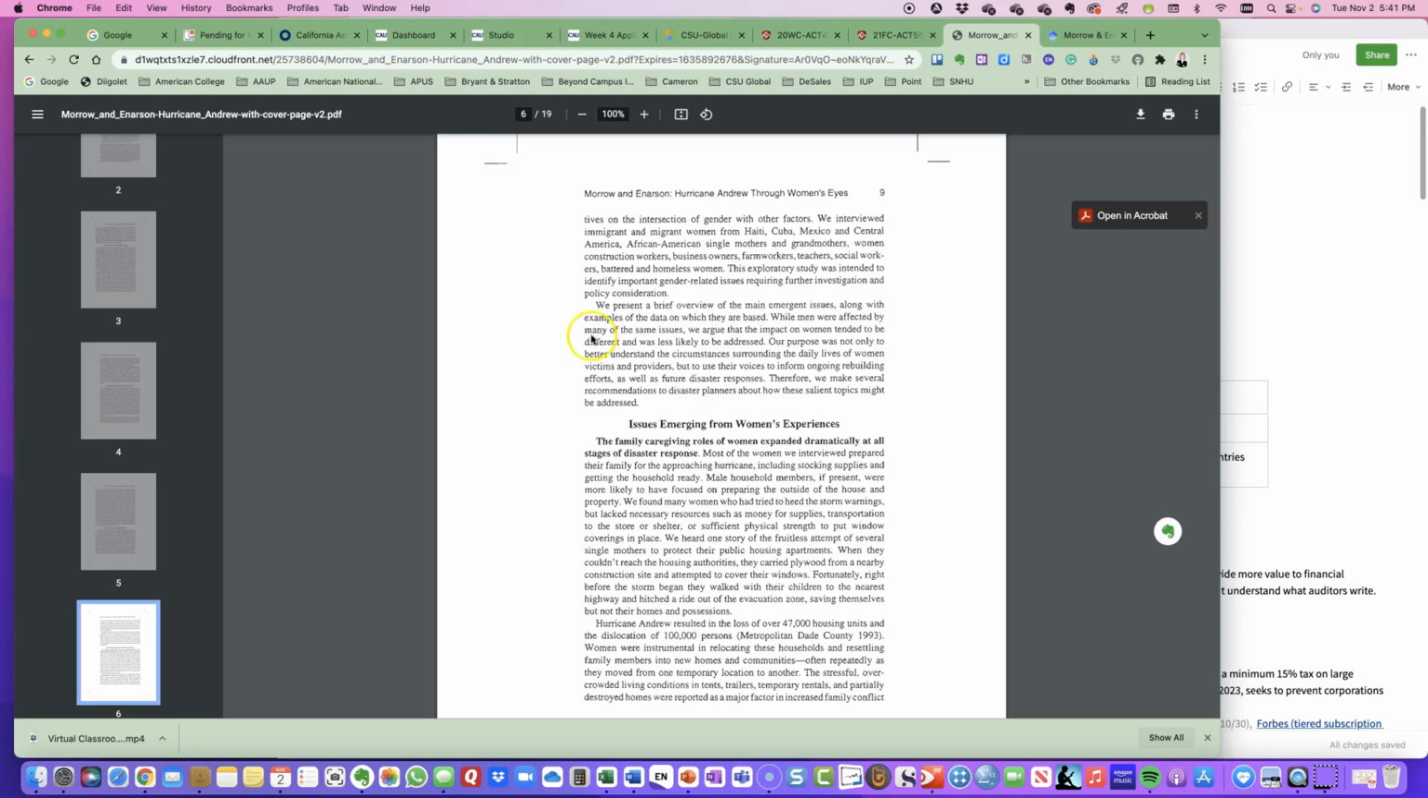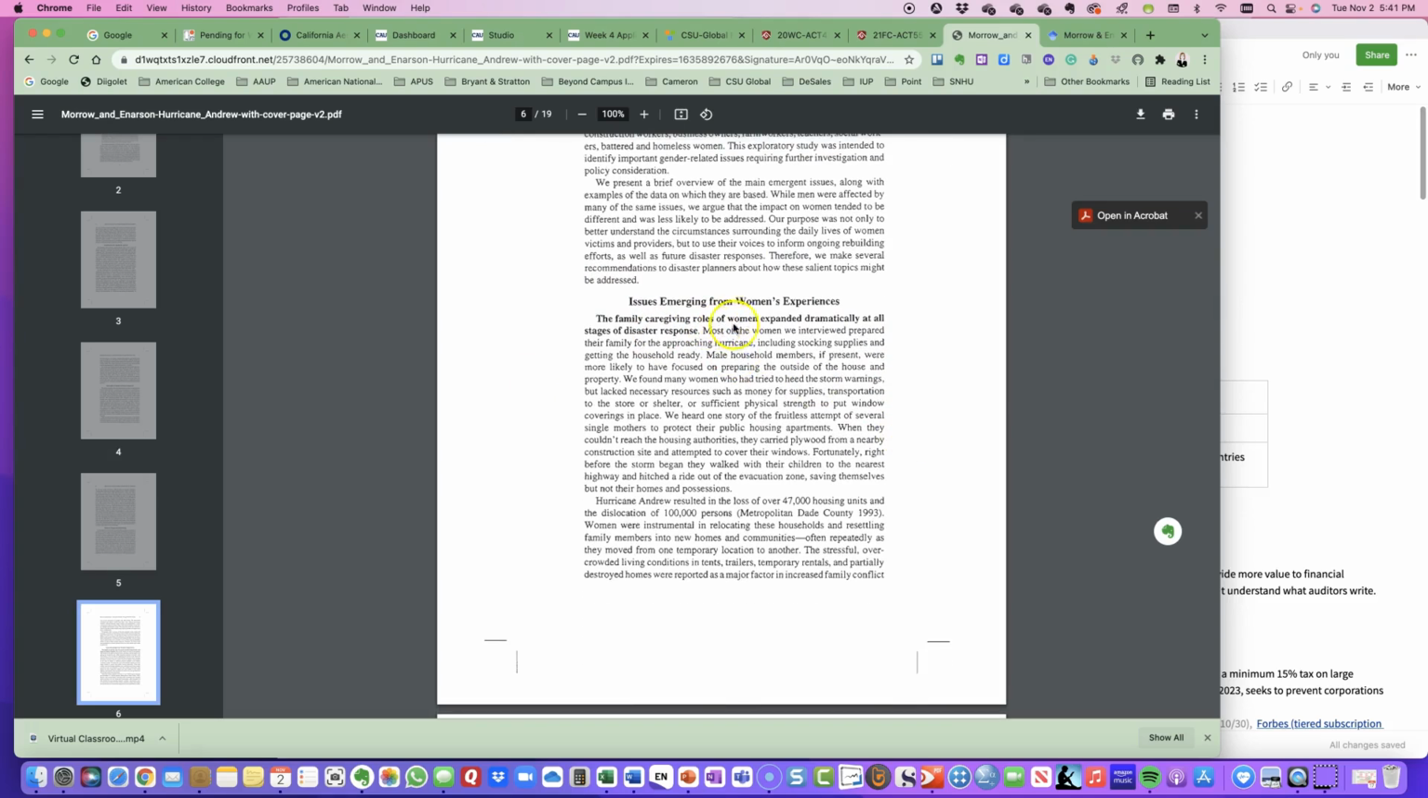While men were affected by many of the same issues, the researchers here argue that the impact on women tended to be different and was less likely to be addressed. So their purpose for the study was not only to better understand the circumstances around the daily lives of women victims and providers, but to give them a voice so that we can keep rebuilding efforts and hopefully help in future disaster responses. So here they tell you some of the emerging issues.